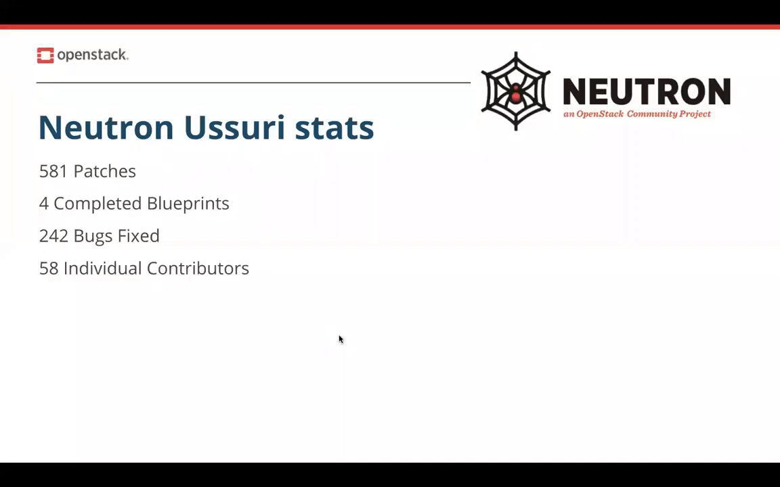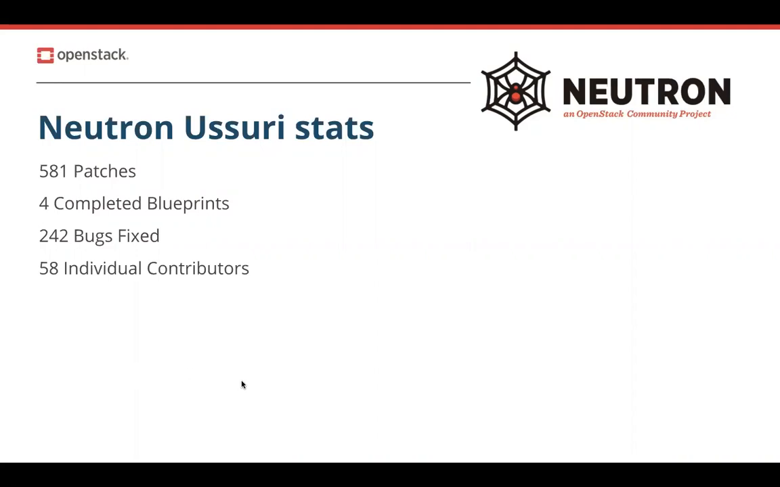So first of all, maybe a bit of stats from Stackalytics. We completed four blueprints in Ussuri. We fixed more than 240 bugs. And that was done basically by around 58 individual contributors who sent more than 500 patches to all Neutron and Neutron Stadium projects, but most of them were to Neutron itself. So that's a bit of statistics.